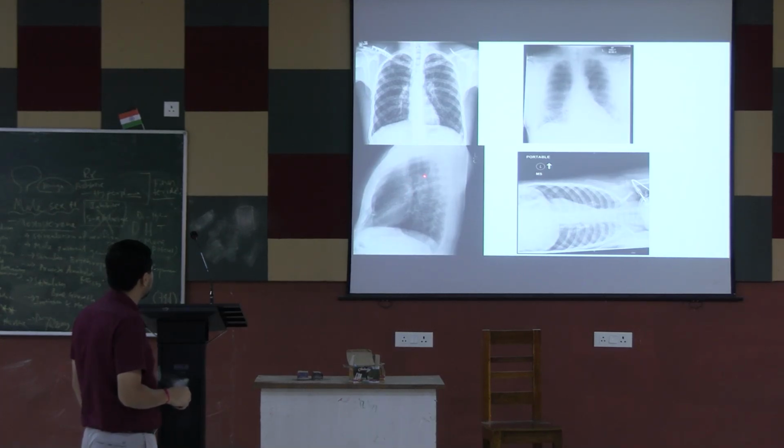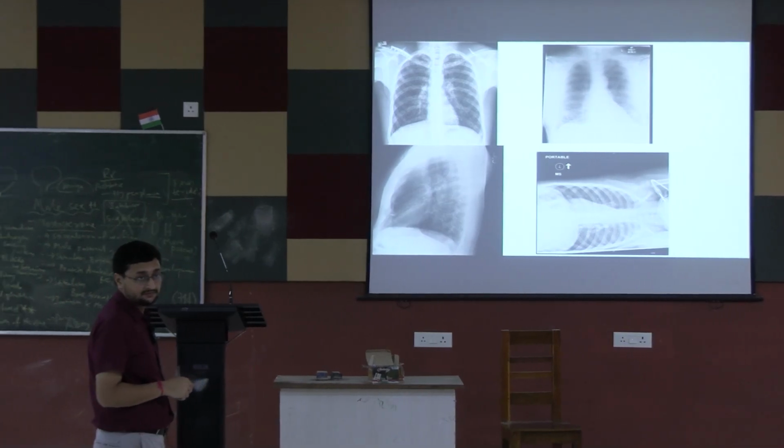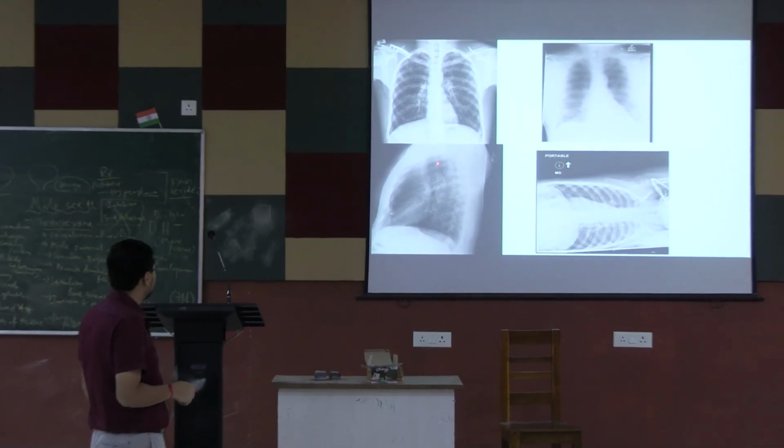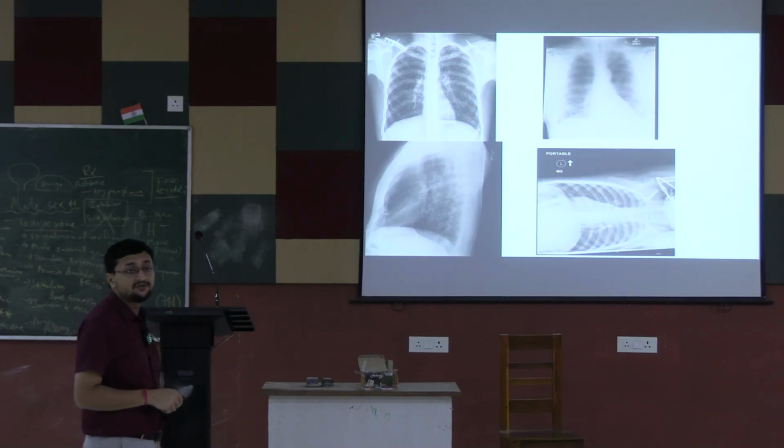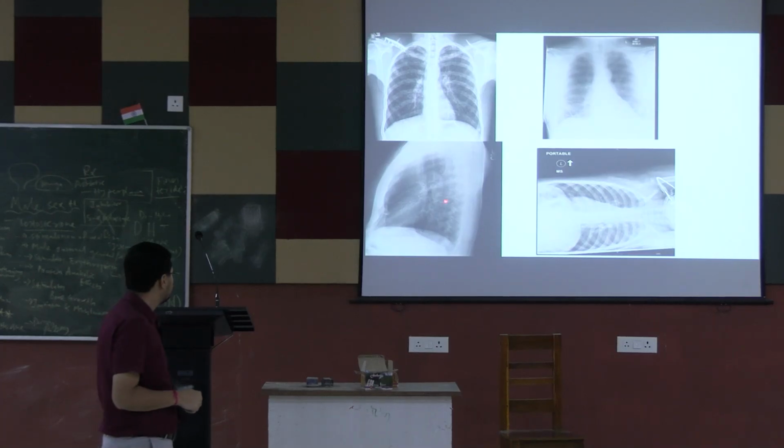Can you appreciate this arch? This is the arch of aorta. This is not visible in PA view. And this tube, here lies trachea and esophagus, right? And this is the cardiac shadow, cardiac border, okay?